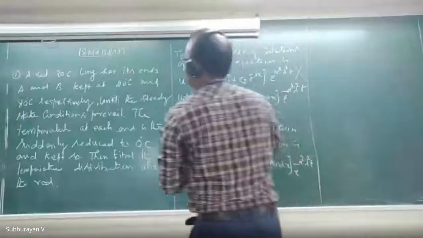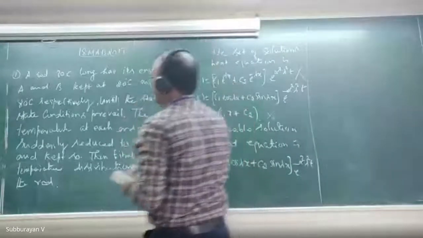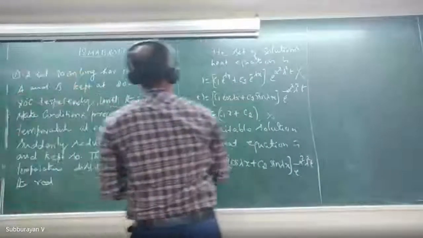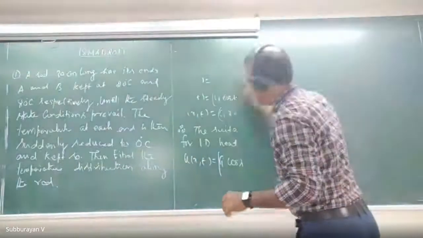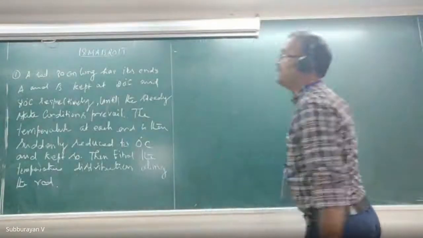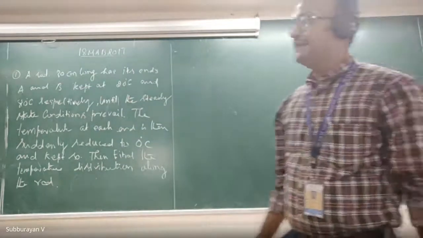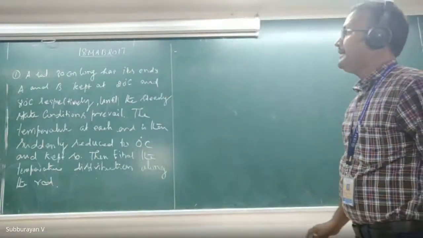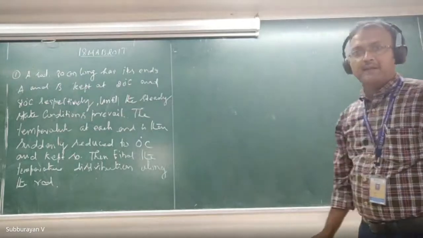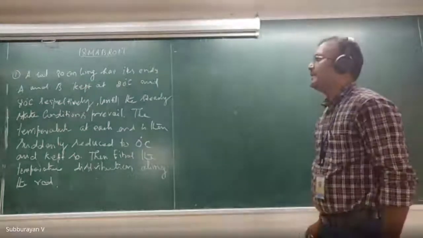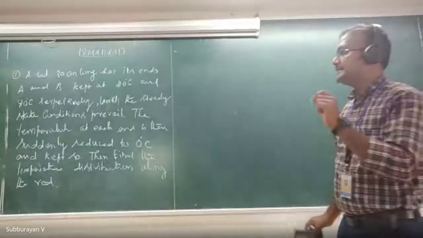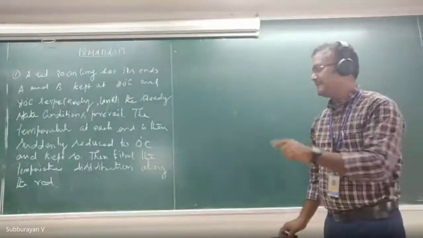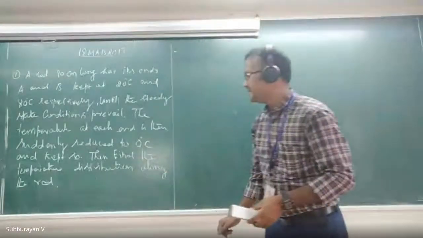So I repeat, a rod 30 centimeter long has its ends capital A and capital B kept at 20 degrees Celsius and 80 degrees Celsius respectively until the steady state conditions prevail. Okay, fine. Now the temperature at each end is then suddenly reduced to 0 degrees Celsius, and kept so.